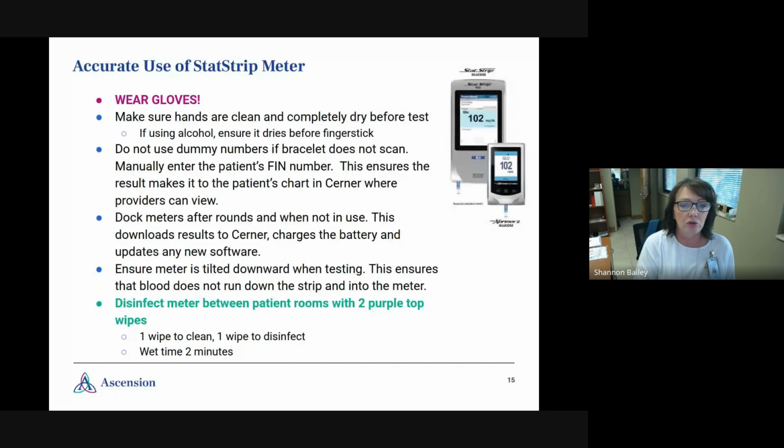And then also it's extremely, extremely important to disinfect the meter between patient rooms with 2 purple top wipes, 1 to clean it and 1 to disinfect it. And really the goal is to get that meter wet for 2 minutes to kill any bacteria. You don't want to take bacteria from one patient's room into the next.